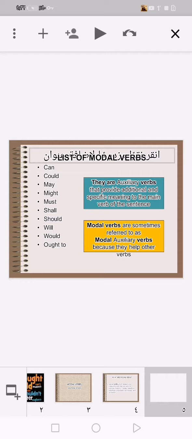So what are modal verbs? They are auxiliary verbs that provide additional and specific meaning to the main verb of the sentence. Modal verbs are sometimes referred to as modal auxiliary verbs because they help other verbs. يعني لماذا تم تسميتها modal auxiliary verbs? Because they help other verbs. تساعد الفعل الرئيسي. Other verbs هنا ايش راح تكون؟ Main verb.